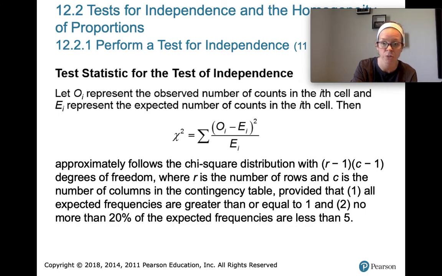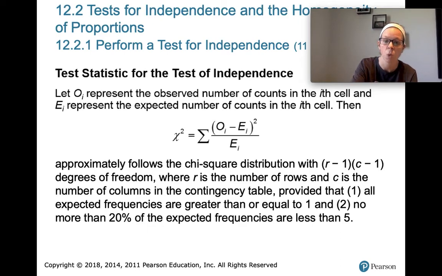Our chi-square distribution has R minus 1 times C minus 1 degrees of freedom, where R is the number of rows and C is the number of columns. So how many rows, how many columns? In this problem, there were 2 rows and 3 columns. Men and women, and was it money, health, and love? So 2 minus 1 is 1, 3 minus 1 is 2. Then multiply those together, and that gives you your degrees of freedom.